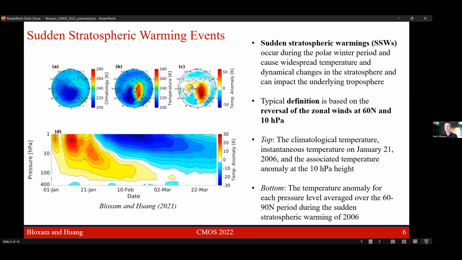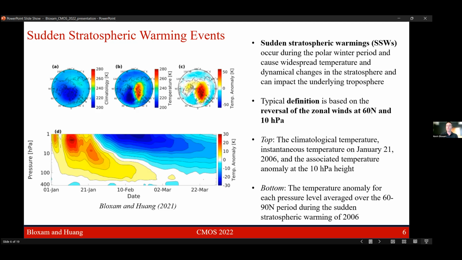But then also when we look at a Hovmöller diagram, so this is the 60 to 90 north average, we can see that as the SSW occurs, you see this downward protrusion of the temperature anomaly towards the tropopause. You also see closer to the tropopause that the temperature anomalies can last upwards of a couple of months, and again, this is just due to different radiative relaxation timescales. The fact that they can last that long makes me think that perhaps these SSWs are impacting the temperature trends that we see in the ERA5 reanalysis data.